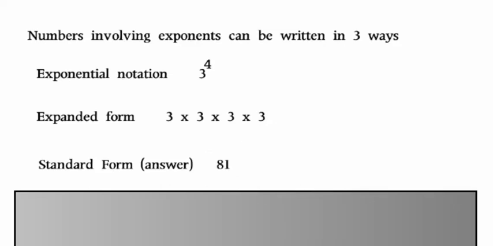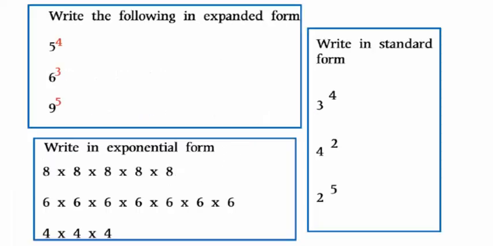Writing out in expanded form is going to help me. So you could go 3 times 3 is 9, times 3 is 27, times 3 is 81. Okay, that's how you could come up with an answer. You could also break it apart: 3 times 3 is 9, this 3 times 3 is 9, and 9 times 9 is 81. You're going to write it in expanded form to help you figure out the answer. So let's do a couple together, all right?